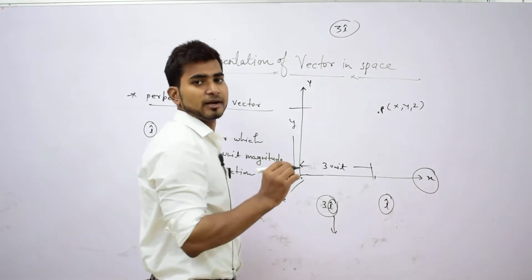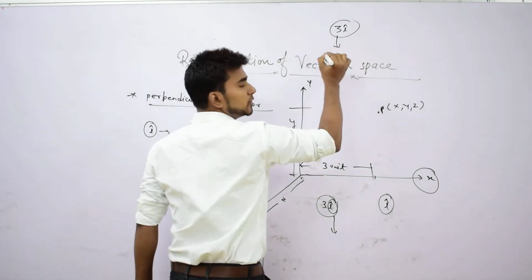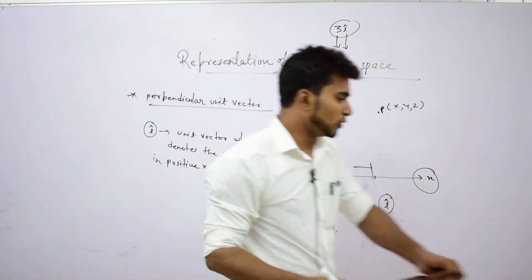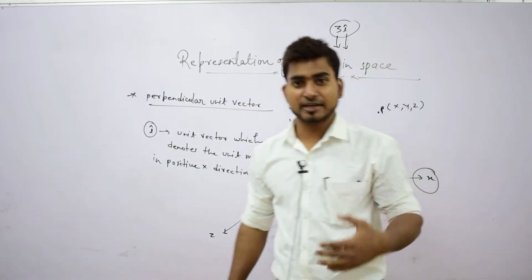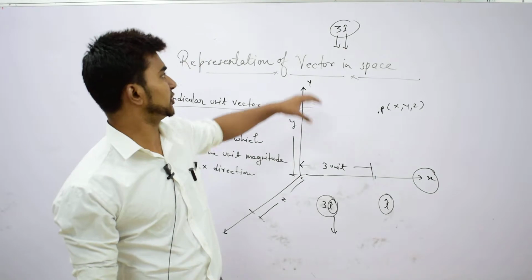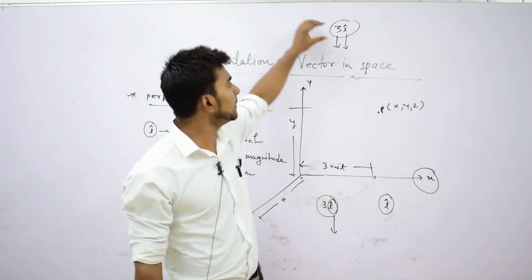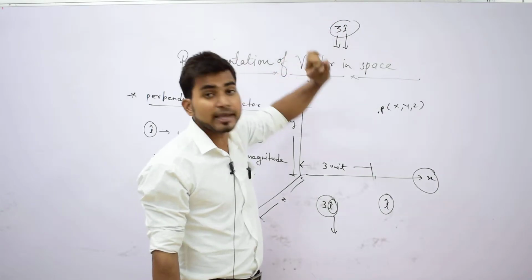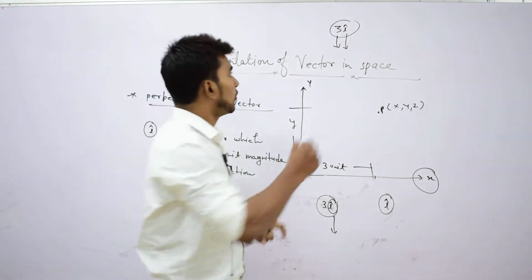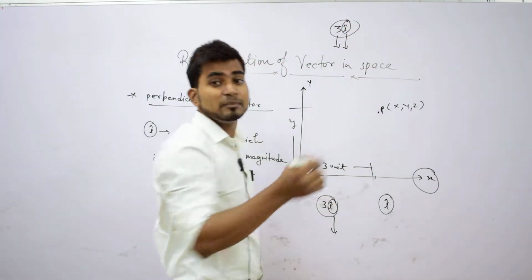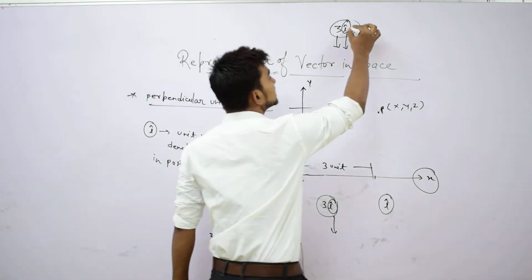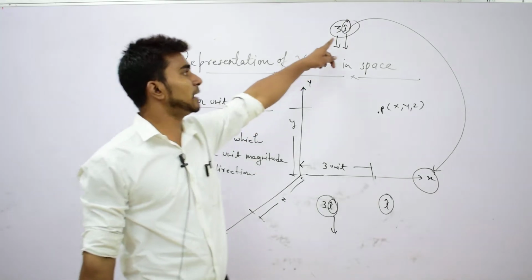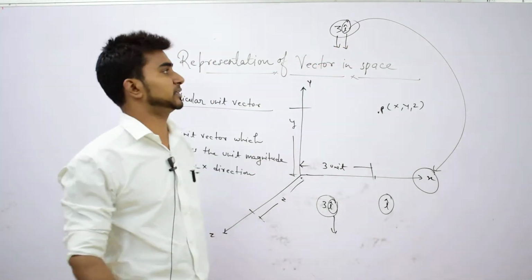This is our vector. How? 3 is the magnitude and I cap is the direction, and we know that a vector is always represented by magnitude as well as direction. So if I write 3 I cap, it is a complete vector, because 3 is the magnitude and I cap is the particular direction. I cap represents the positive x direction.